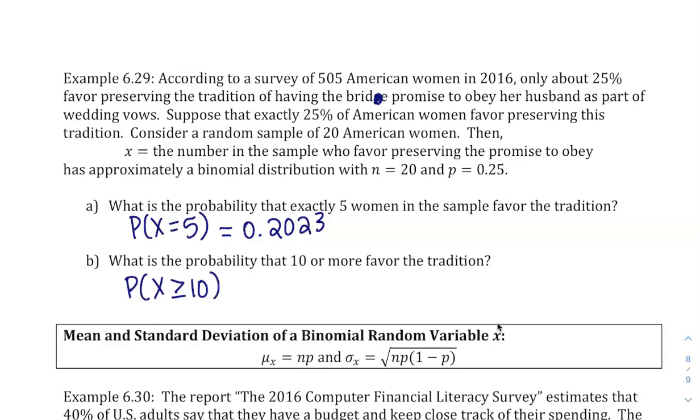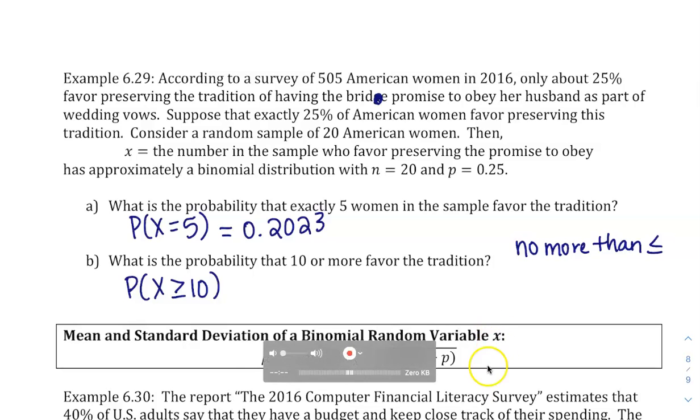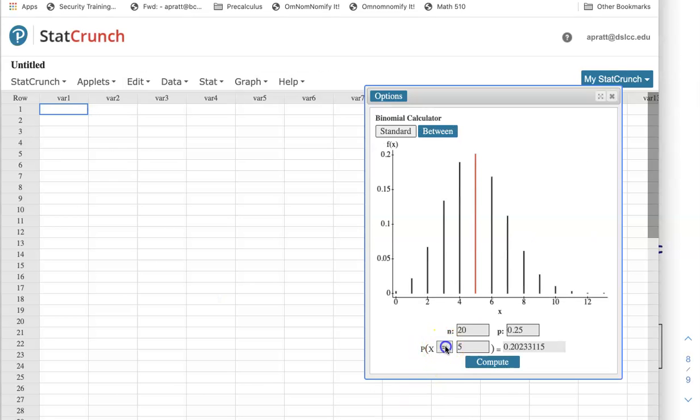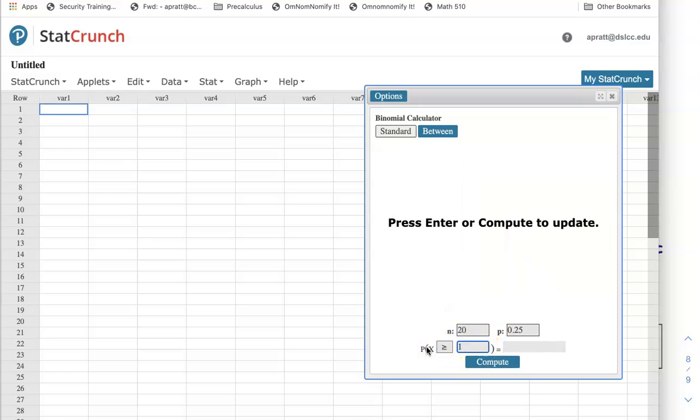No more than, that's a tricky one. No more than is less than or equal to, because you don't want any more than a particular value. And at most is that same thing. But anyway, for this problem, we want 10 or more favoring the tradition. And so here we change x to be greater than, and we make that 10.